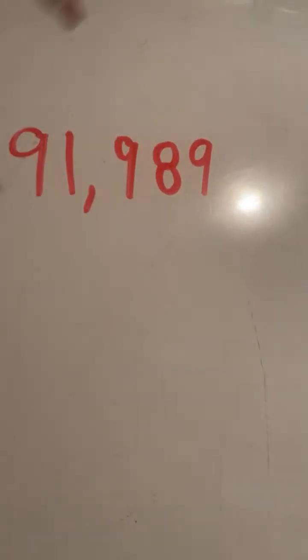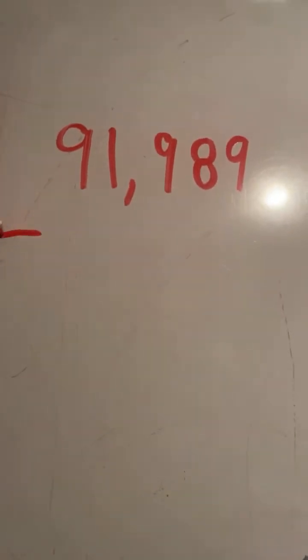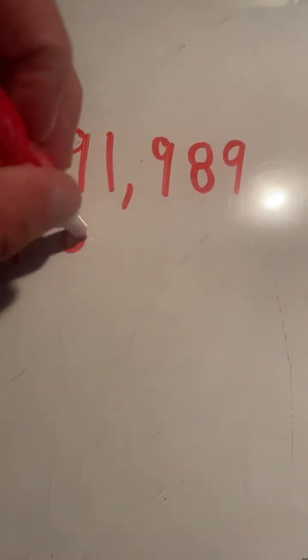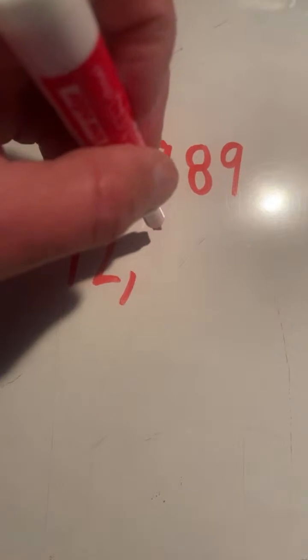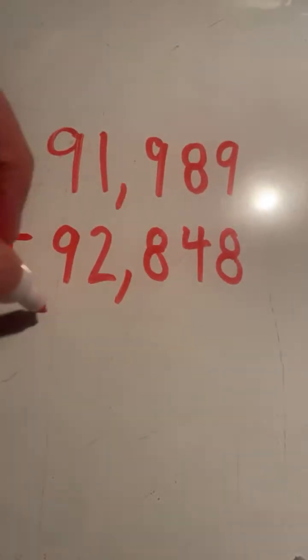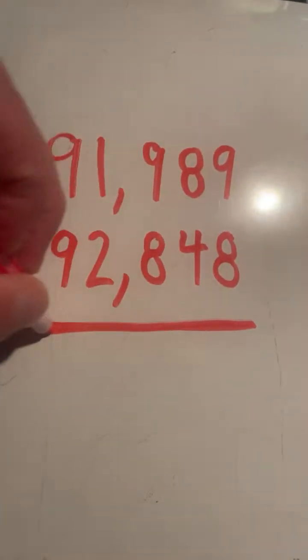Example number 2 now is underway. All right, 91,989 plus 92,848. So a lot of regrouping here.